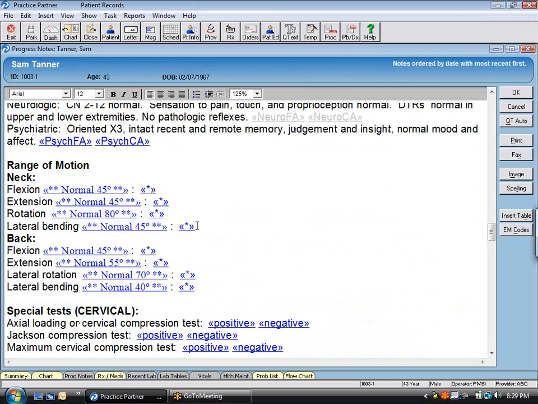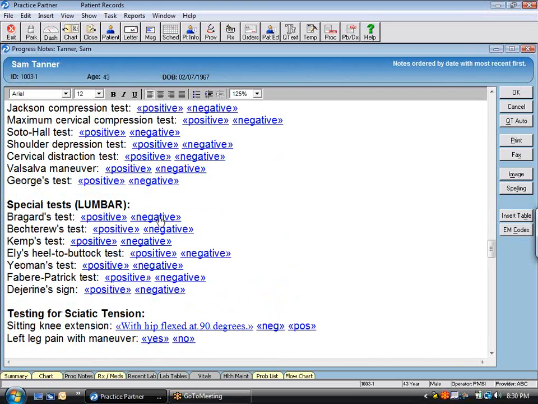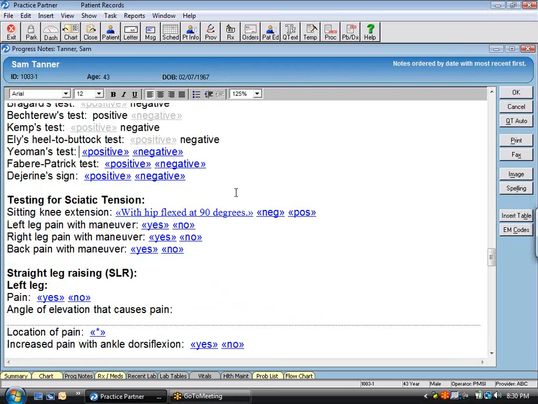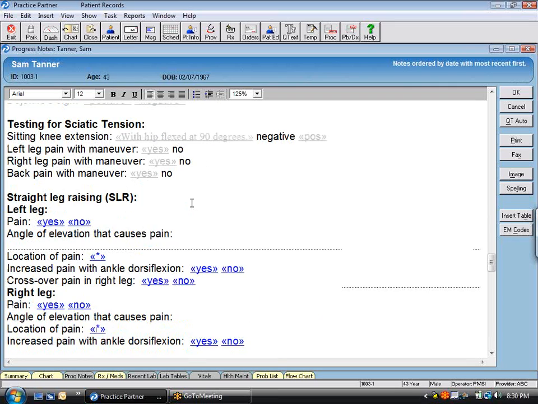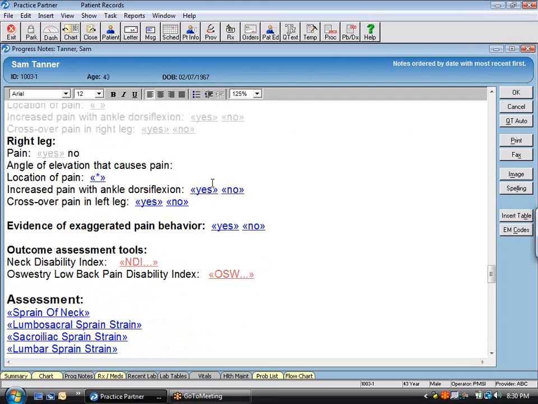And as we document the range of motion in his back, we'll simply indicate that upon flexion he had 45 degrees range of motion, extension 60 degrees range of motion, lateral rotation at 70, lateral bending at 30 degrees. Special tests were all negative except for the Bechterew test. Testing for sciatic tension at the sitting knee extension was negative. No pain in either the left or right leg upon raising, and no evidence of exaggerated pain behavior.